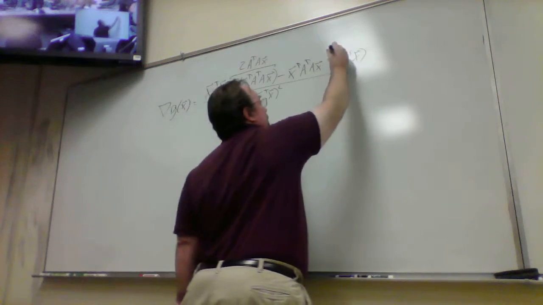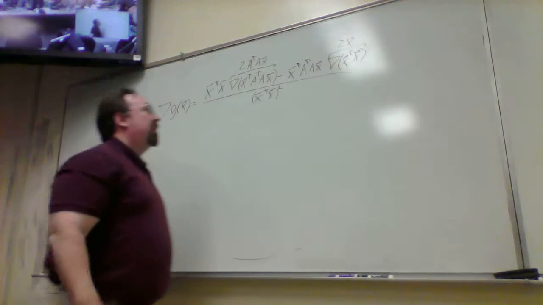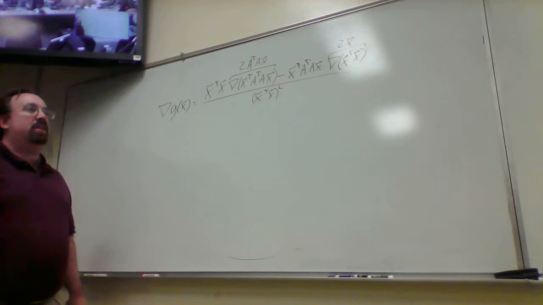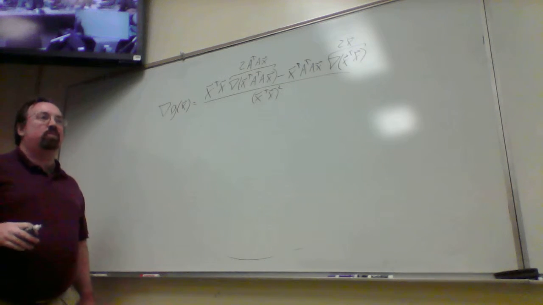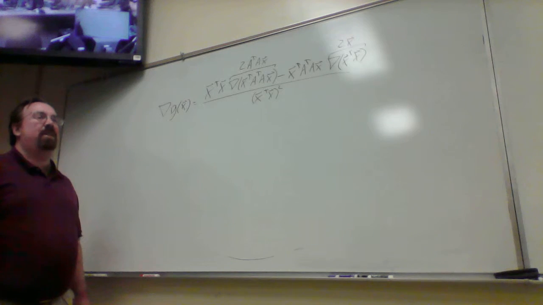Now the gradient of this turns out to be 2A transpose Ax, and the gradient of this turns out to be 2x. This is using the gradient formulas at the end of chapter 1, which I still never proved, although I believe they are proved in chapter 5 or 6 in the notes.